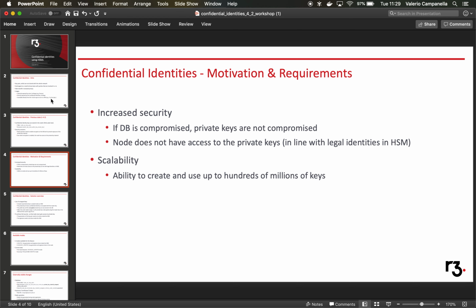Yes, so the main challenge we had during the design of this feature is that we couldn't just use the existing approach we use for the legal identity keys, because hardware security modules have certain limitations in terms of their capacity. So essentially the feature would be subject to any capacity constraints of the HSMs we would need to integrate to. So a secondary requirement, as we mentioned, was that the node would be able to create and use up to hundreds of millions of confidential identity keys without being subject to any capacity constraints of the HSM that is being used.